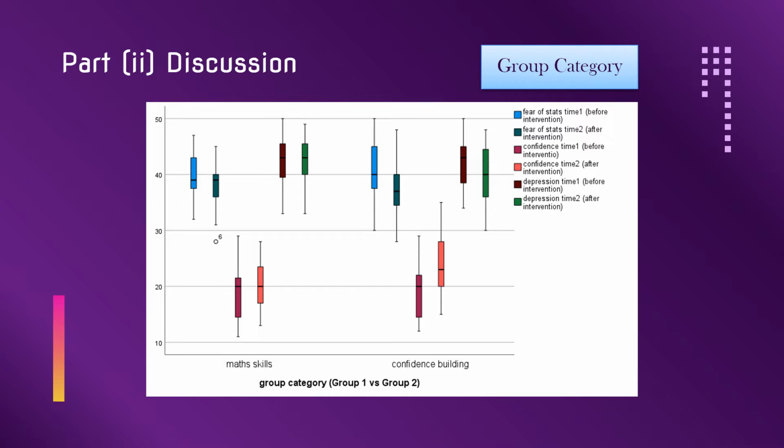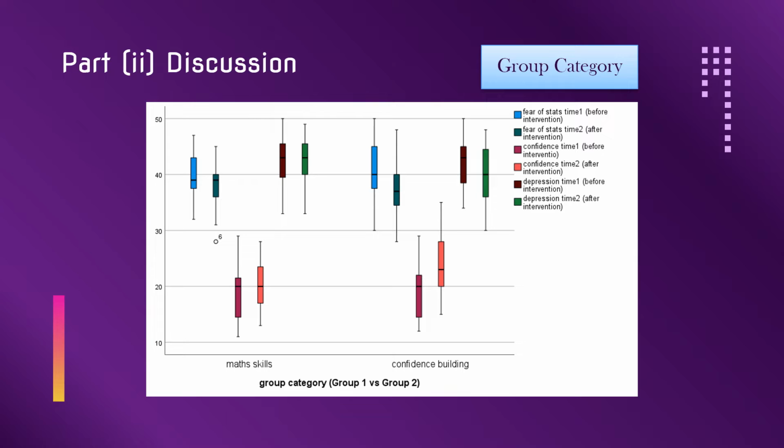Going on to confidence time, similarly, we see that the range of the values after the intervention actually increases, especially when we look at confidence building with the larger increase in the position of the whiskers, while the ones for math skills actually position higher. Also, the bar part of the box plot actually shifts upwards. However, due to the positioning of the median value, we can say that confidence building is the more proper intervention.